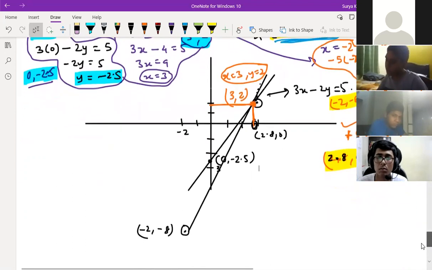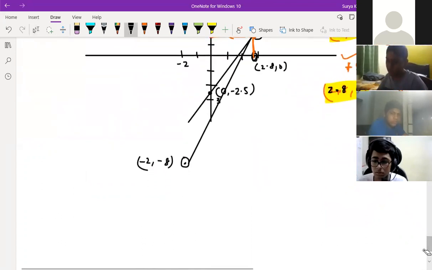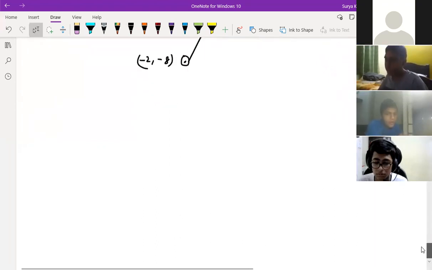Wait, same question. Let me write it here. Then you tell me what your doubt is. Okay. Read the question. I'll just do it here. 3x minus 2y is equal to 5.